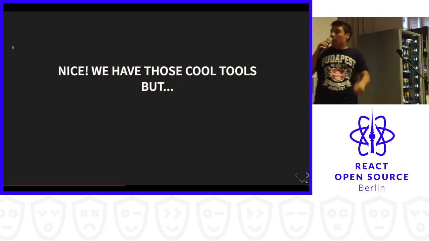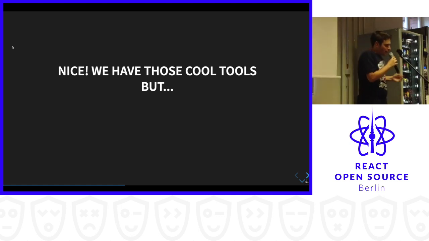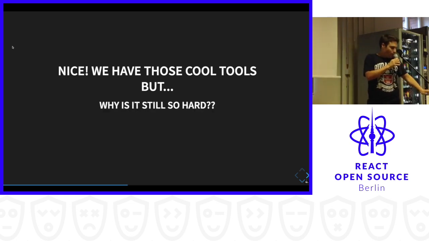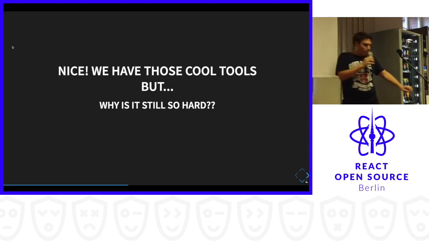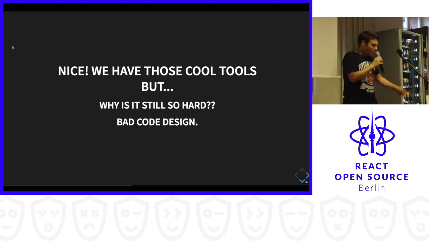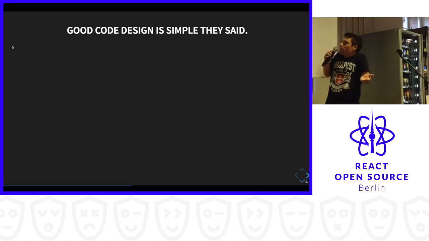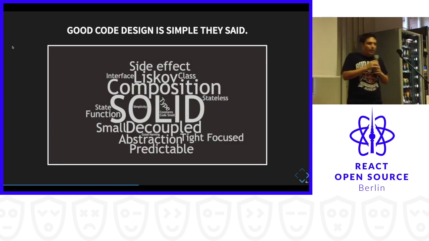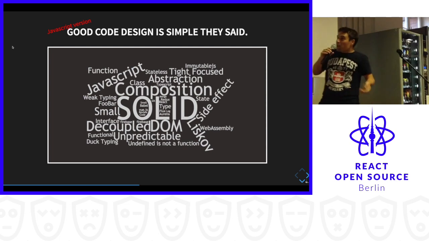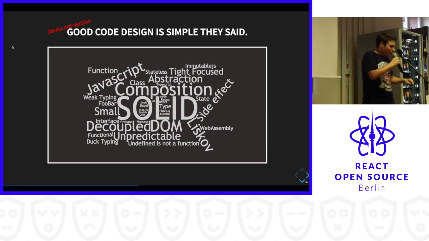So React came and gave us this really nice abstraction and those really cool tools. But why is it still so hard to test? Oops. It's because of bad code design, right? And okay, the solution is just to make good code design, right? It's simple. It's just a matter of applying all these concepts: SOLID, simple composition, good abstraction. And for JavaScript, it's very easy, right? You just need to add some frameworks on top of it, so it's fine.